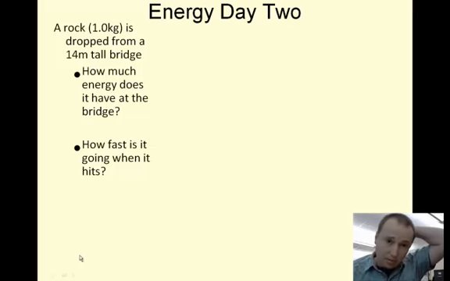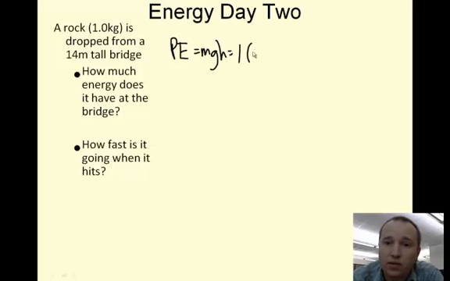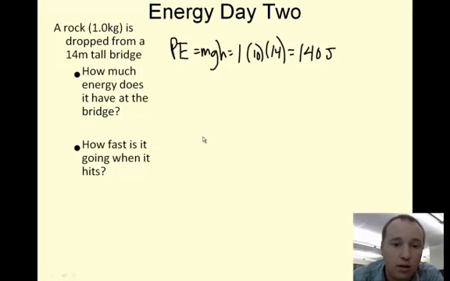So, now we start to play. A rock is dropped from a bridge. How much energy does it have at the top of the bridge? Well, the type of energy it has is potential energy at the top, which is mgh. Mass is 1, gravity is 10, height is 14 that it's going to drop through, and so that has 140 joules contained in Mr. Rock.